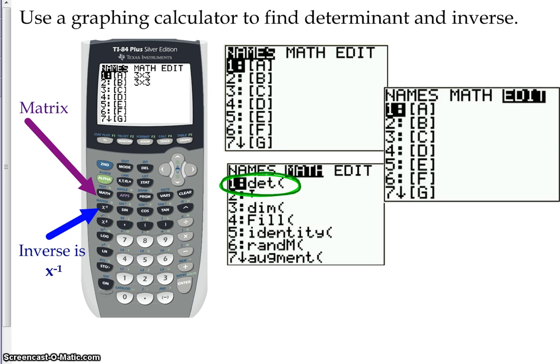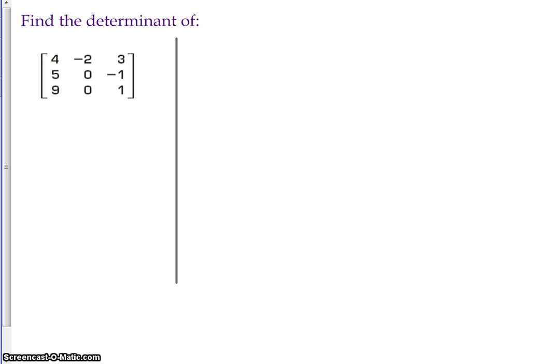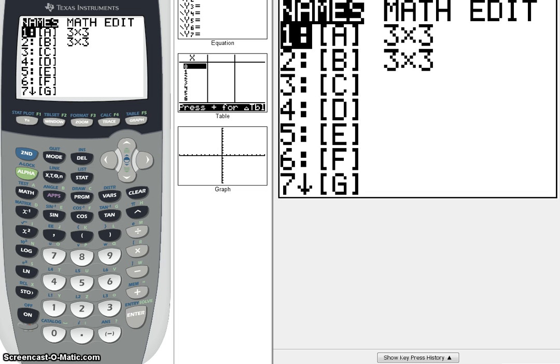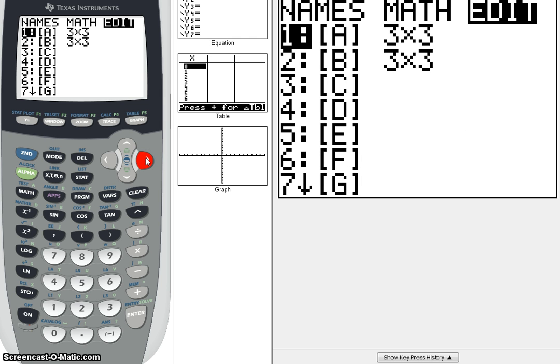Okay? So let's look at a problem. Let's go here and say, okay, we want to find the determinant of this matrix. Our first step will be to go into my graphing calculator. So there's my simulated graphing calculator. In my graphing calculator, I need to first edit. I need to put in my matrix. So I right arrowed to edit.